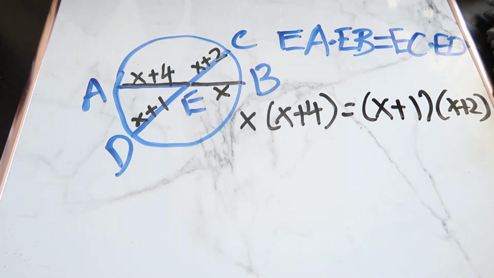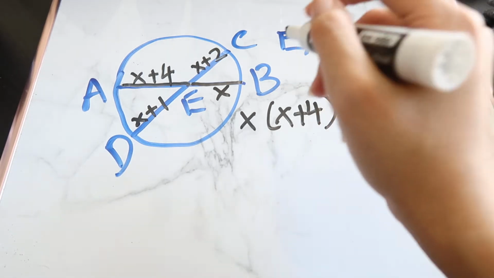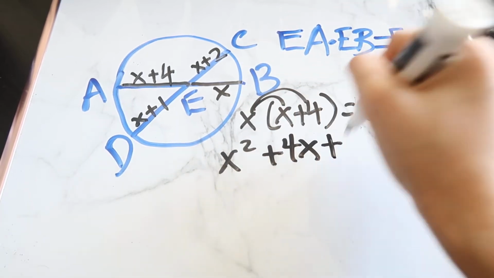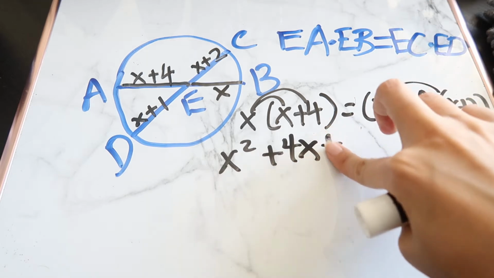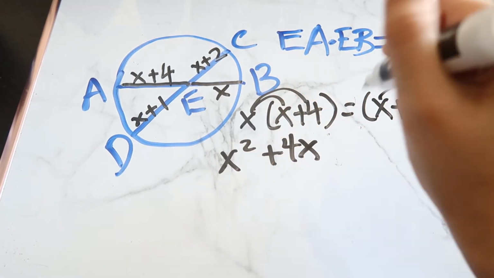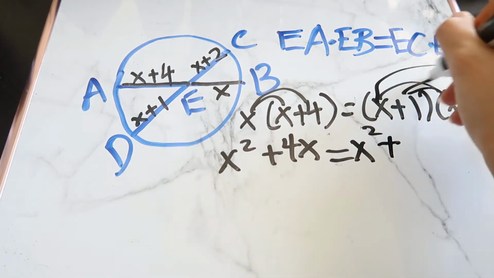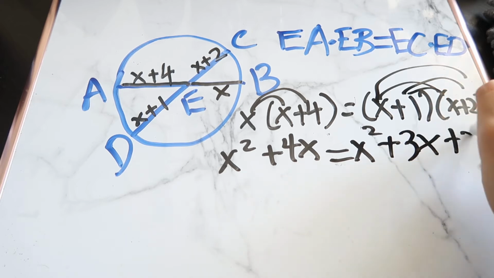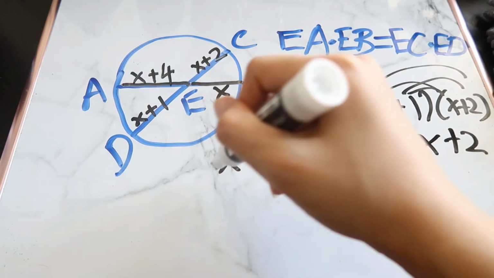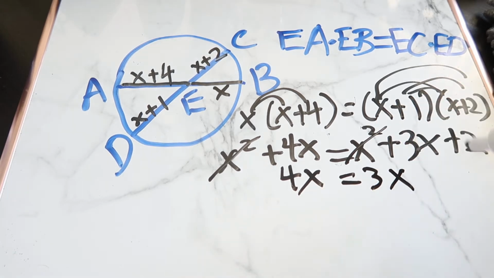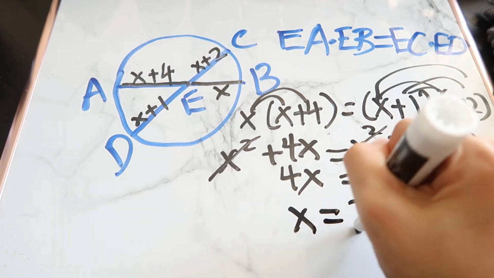Then we have to use the FOIL method to multiply everything out. The first part is X squared plus 4X, and the second part becomes X squared plus 3X plus 2. Then to solve, when you subtract X squared from both sides, this cancels out, so it'll be 4X equals 3X plus 2. And if you subtract 3X on both sides, you have X equal to 2.